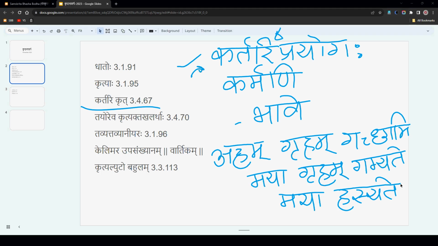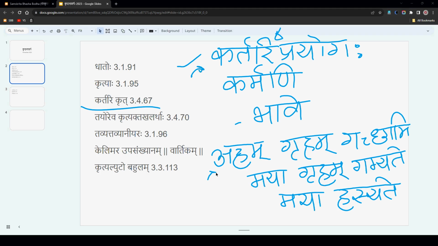Aham graham gacchami. Maya graham gamyate. And maya hasyate. So these are the examples: kartari, karmani, bhave. Okay. So we know that kartari prayoga is done.